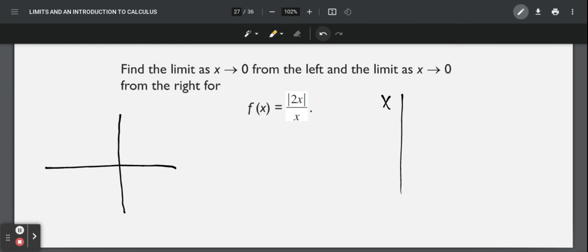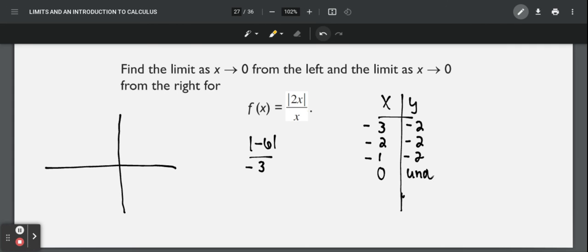So if we were to make our table for this, and we're looking for when our x is 0, let's look at left-hand values. So if we plugged in a -3 for x, again, we would have the absolute value of -6 over -3, which would give you -2. And if we plugged in -2 for x, we would still get a -2 for y. And if we plugged in -1 for x, we would get -2 for y. 0 is undefined.